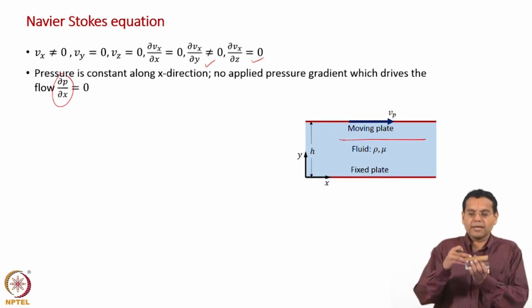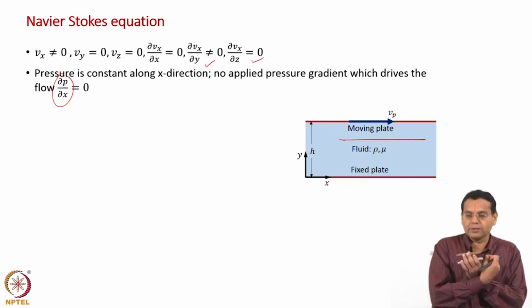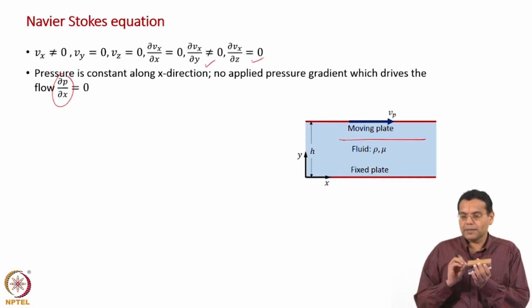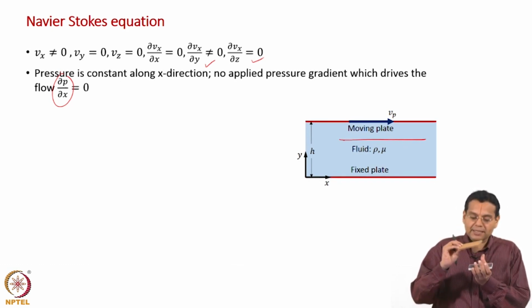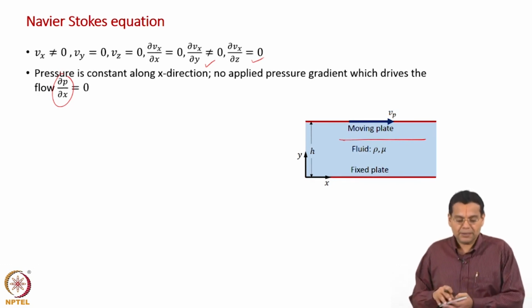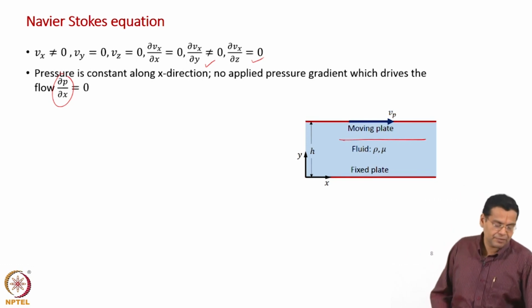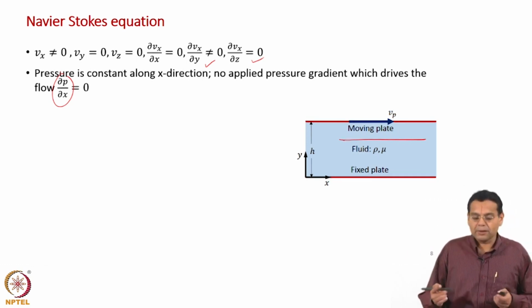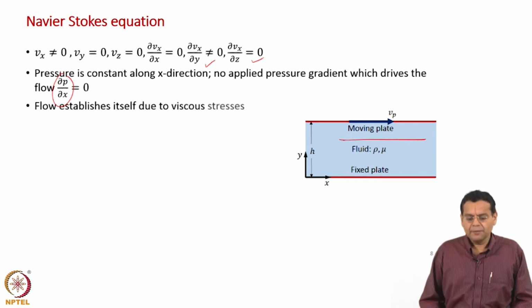The Poiseuille flow case, both plates are stationary. So, you need some external device, a pumping mechanism to pump the fluid between the two plates, but now no such pump is required. This plate itself causes motion. So, pressure is constant along the x direction because there is no applied pressure gradient which drives the flow. So, dou p by dou x is equal to 0. This we have already seen, flow establishes itself due to viscous stresses caused by the moving upper plate.